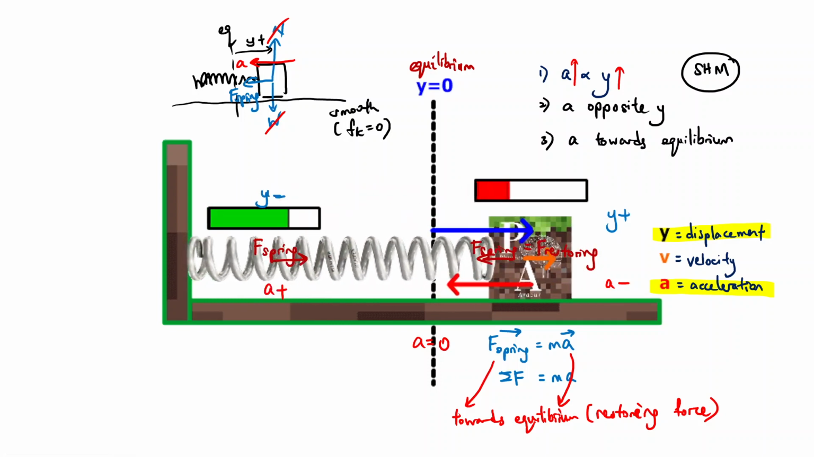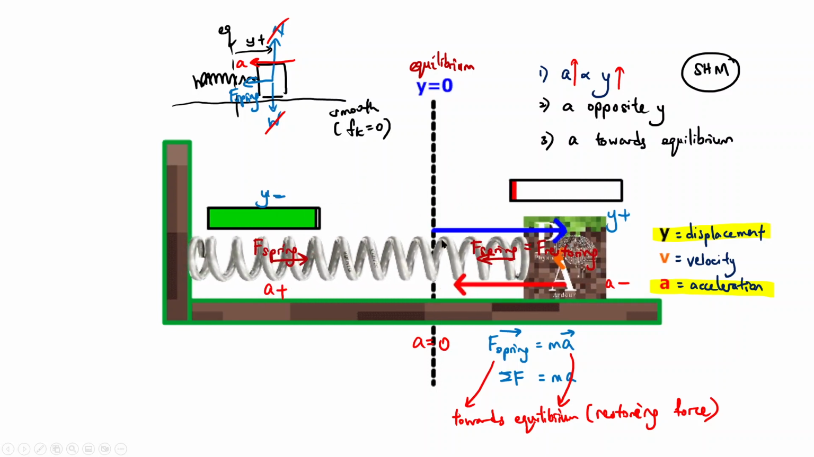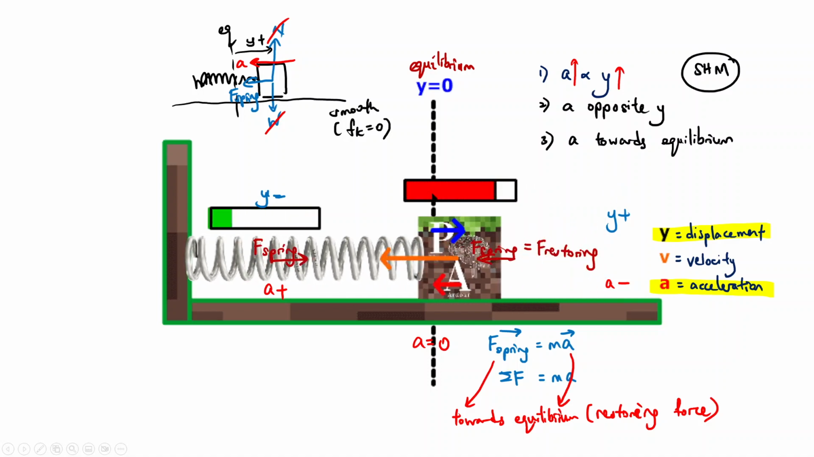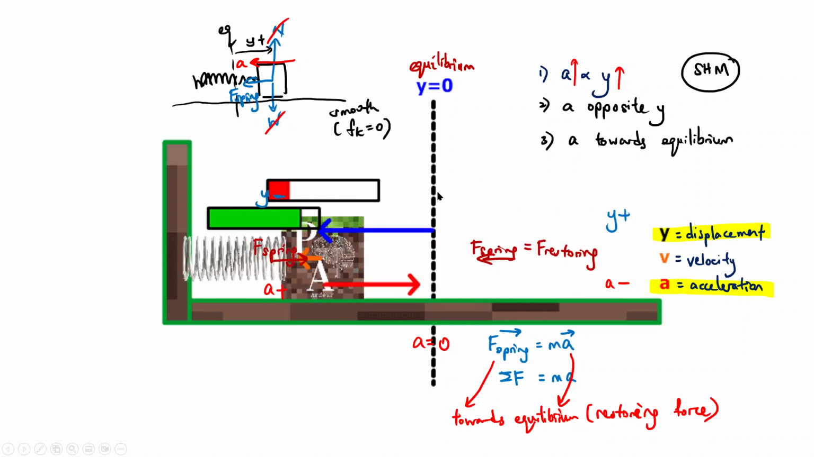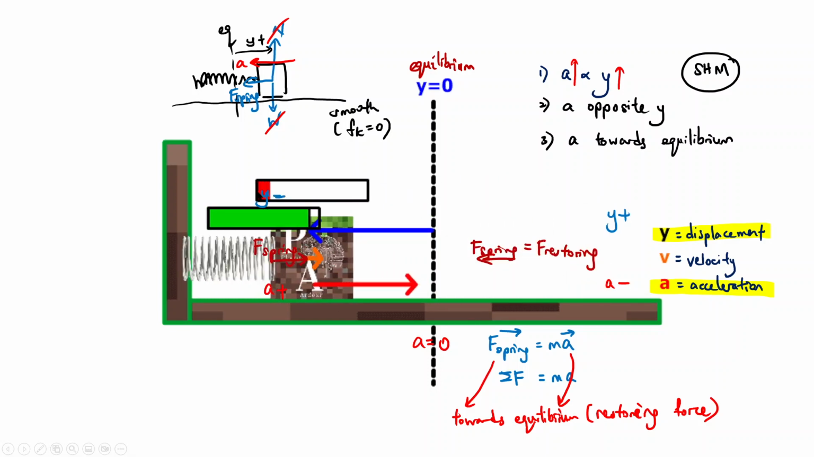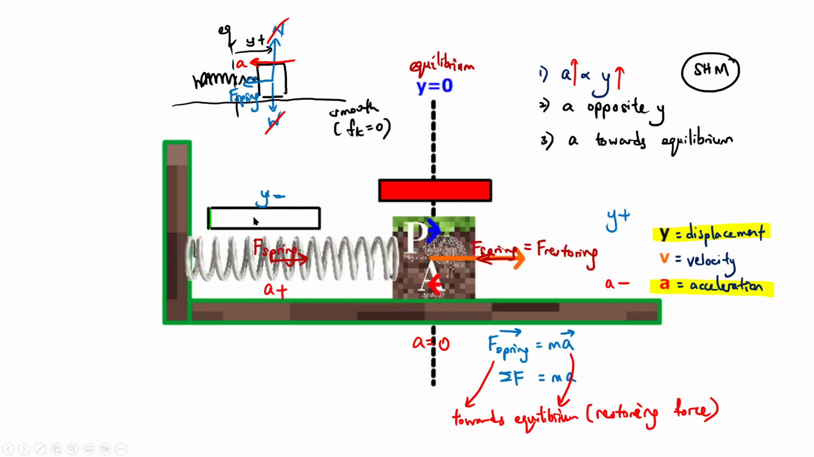Object fast paling laju di mana? Equilibrium. Equilibrium kan, paling laju kan, betul tak? Even you see the red bar is the kinetic energy. You see, the kinetic energy is maximum at equilibrium, betul tak? Tapi kinetic energy is 0 at amplitude. The red bar actually is the kinetic energy. The green bar is the elastic potential energy.